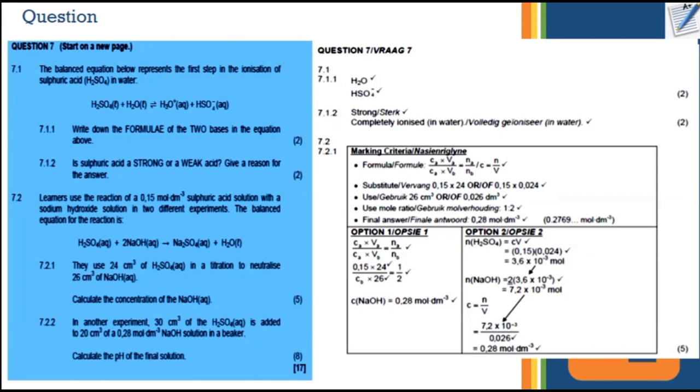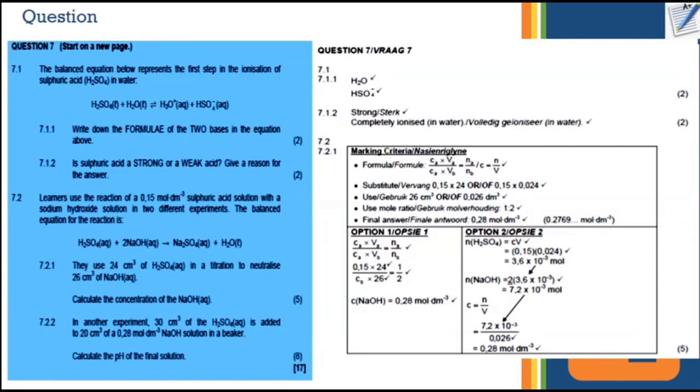There's your 0.15. We are told that that is the concentration of the sulfuric acid. The volume of that acid, we are also told, is 24. There you see it, multiplied by 24. Then the concentration of the base, well, we're looking for that. That's what the question is all about. So we don't have a value for that. That's why we say Cb. Multiply by the volume, and that is given to us in 7.2.1. That volume is 26 cubic centimeters.